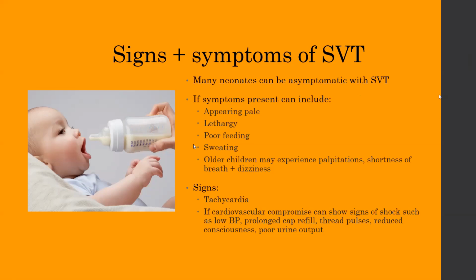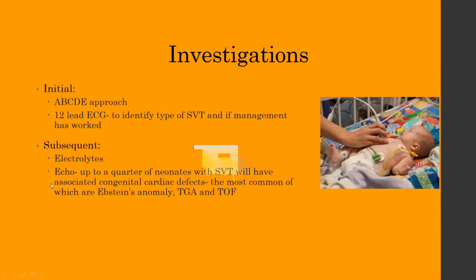So main investigations, obviously start with an ABCDE approach. You need to assess the baby and check they're not cardiovascularly compromised. And then your mainstay is doing a 12-lead ECG. So you want to see what type of SVT you've got, and then you want to keep the ECG running ideally as you treat it, so that you can see whether you've gone into sinus rhythm and if that's been sustained.